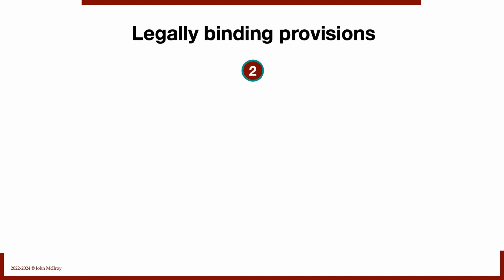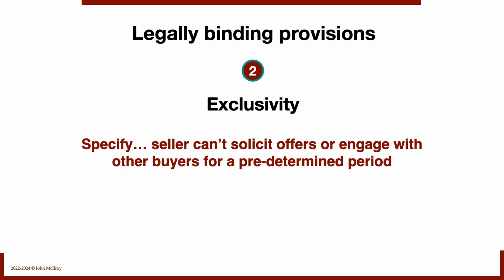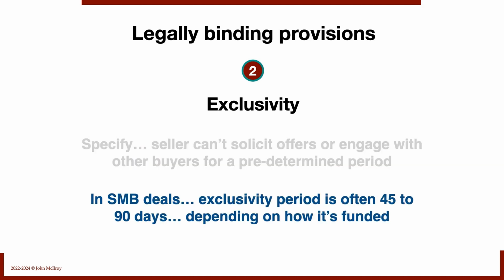The next legally binding provision is exclusivity. It's going to specify the seller can't solicit offers or engage with other buyers for some predetermined period of time. Now, in SMB deals, the exclusivity period is often between 45 to 90 days, depending on how it's funded. The more external funding we need, the longer we want the exclusivity period. If there is no external funding, then exclusivity of 45 days might be plenty.